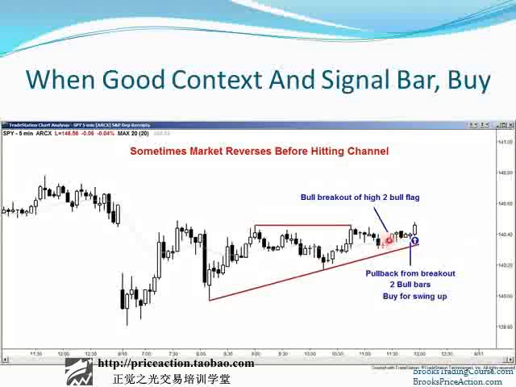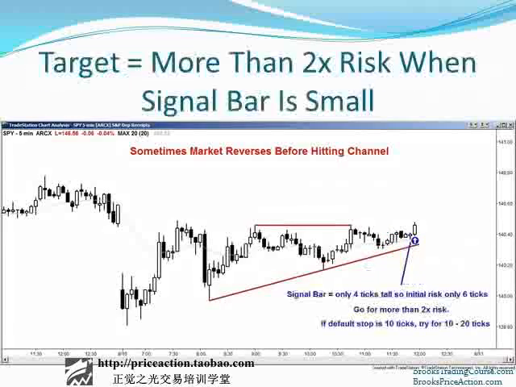So if you did not buy here, we have 2 bull bars here, this would be a reasonable buy, even though we never hit the bottom of the channel. If you bought here, the signal bar is only 4 ticks tall, so the initial risk is 6 ticks, 1 tick above the signal bar, 1 tick below the signal bar. With a bar that tiny, I would go for more than 2 times the risk.